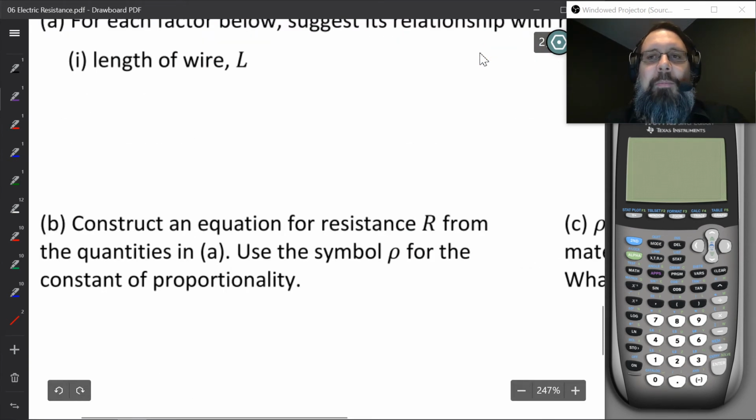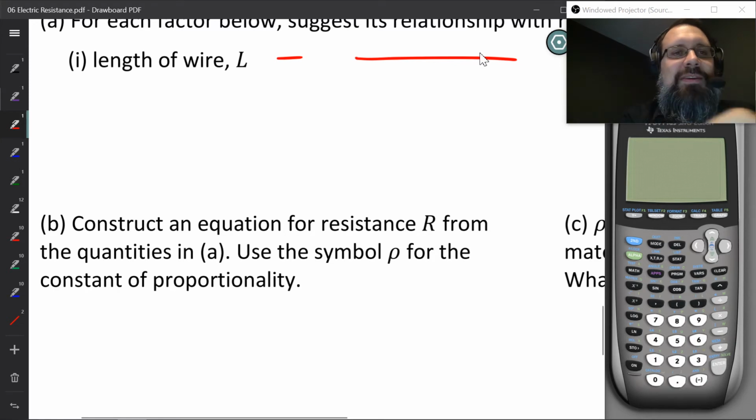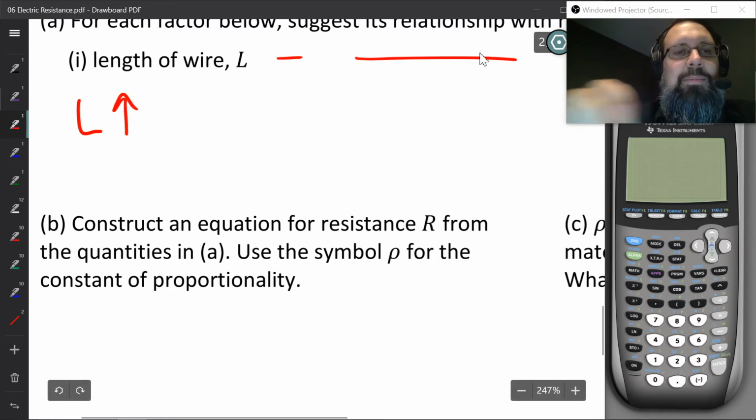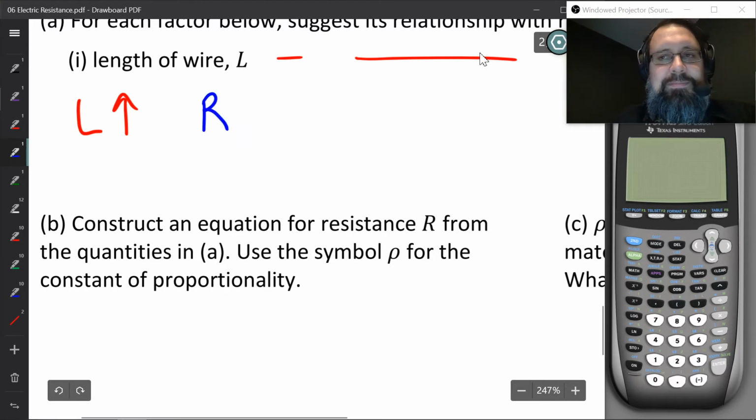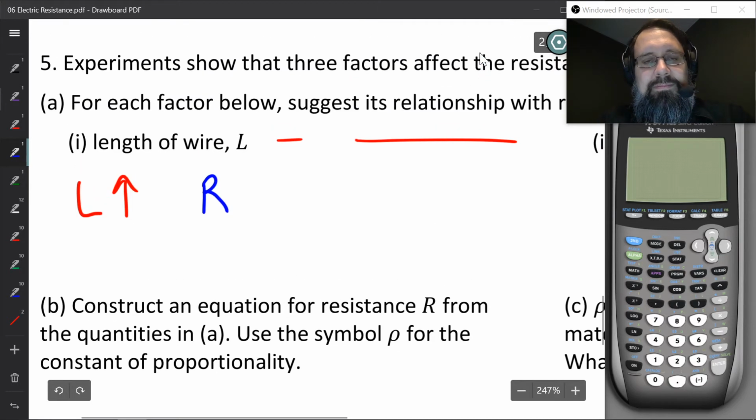All right, so the first property we'll look at is the length of the wire. Imagine if you have a wire that's this long versus a wire that's this long. How will that affect the resistance? If the length of the wire goes up, what will that do to the resistance? What do you guys think? Increase resistance? Tell us why you think that, Alberto.